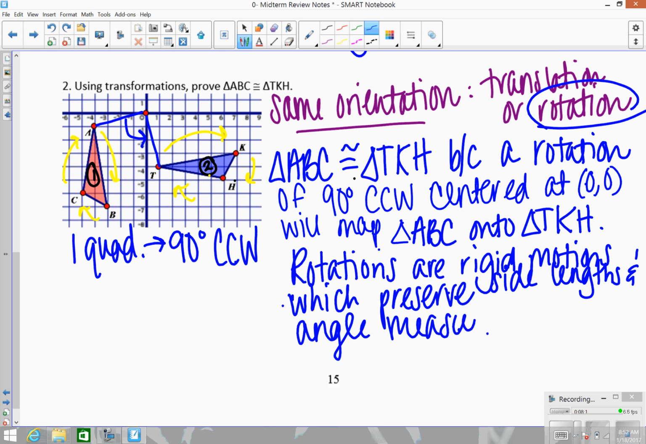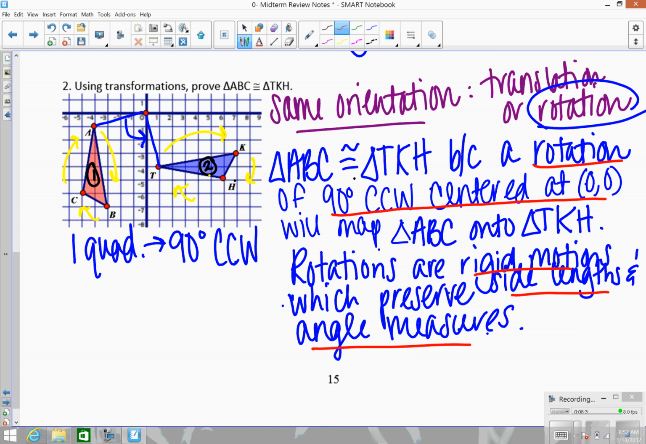So again, making sure that you're mentioning that the angles and the sides are staying the same, that's what's proving that these are congruent. So you're saying that they're rigid motions, which are creating congruent side lengths and congruent angle measures. You could write that, or preserve just means keeping them the same. And then you need to be specific about your rotation. So that would be a transformational proof that verifies that these two figures are congruent using rigid motions.